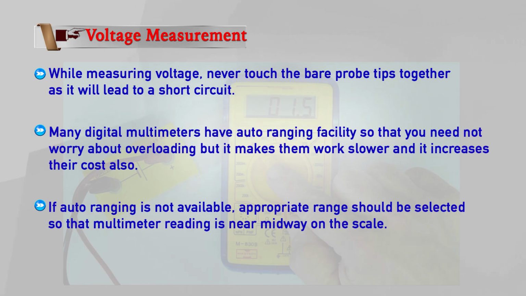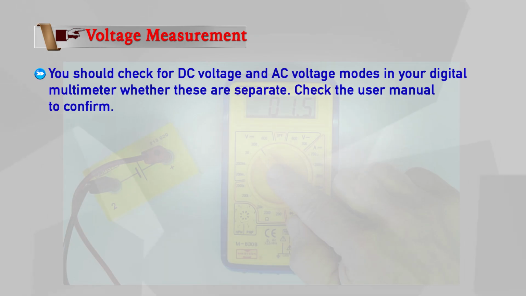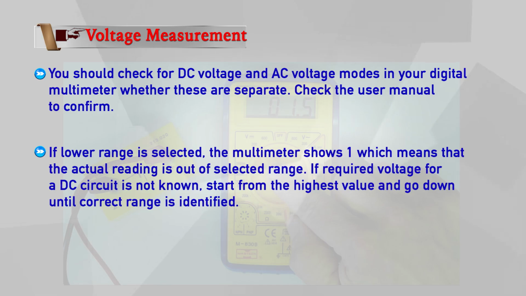If auto ranging is not available, an appropriate range should be selected so that the multimeter reading is near midway on the scale. You should check for DC voltage and AC voltage modes in your digital multimeter, whether these are separate. Check the user manual to confirm. If a lower range is selected, the multimeter shows overload, which means that the actual reading is out of the selected range. If the required voltage for a DC circuit is not known, start from the highest value and go down until the correct range is identified.